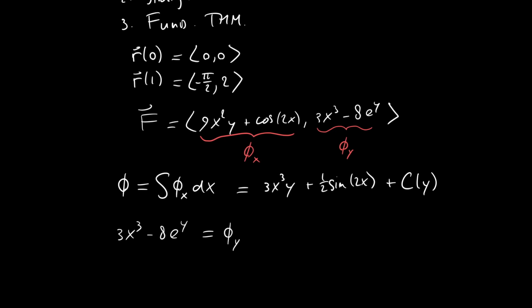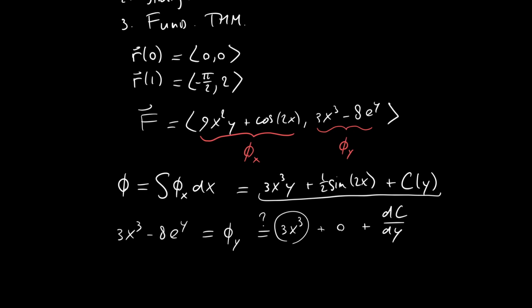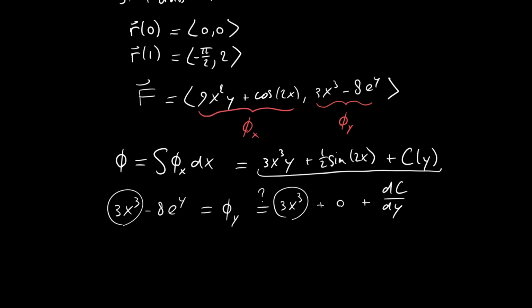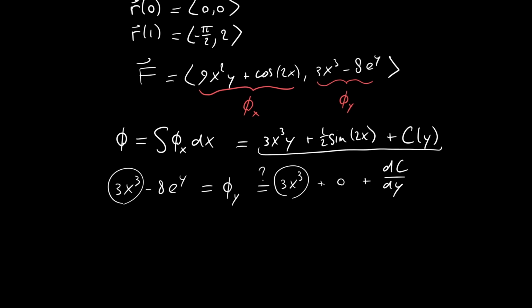Now we can check whether that works with our expression here. So let's differentiate that thing. Here's still a question mark. Well, if we differentiate it with respect to y, I get 3x cubed plus 0 from the sine of 2x plus the derivative of c with respect to y. And we see that that works very nicely for this term. And it also seems to work for the other term.